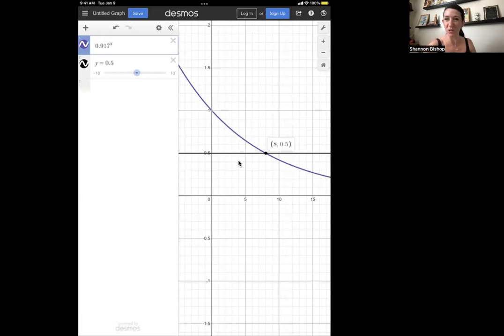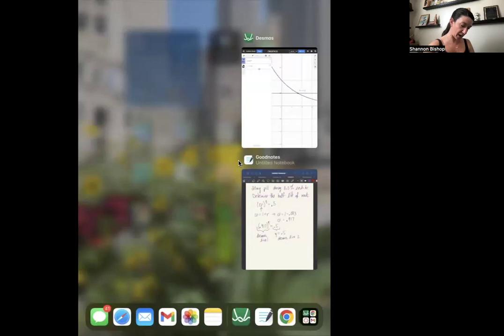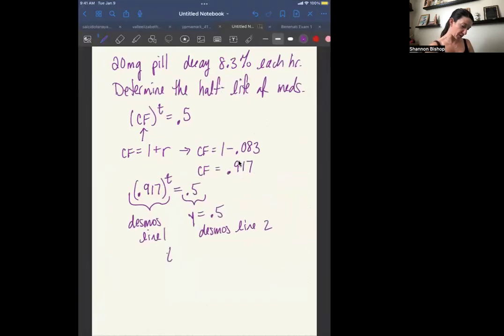It's not usually a whole number. That's crazy. I got lucky, you guys. I made this problem up and it came out as a whole number. Don't count on that in the future. It's usually decimals. All right, so if we go back here, we found out that it's going to take 8 hours for this medicine to reach its half-life.